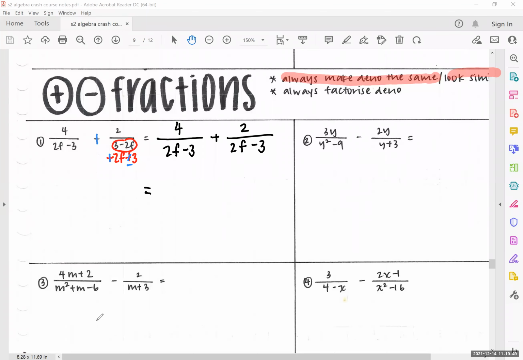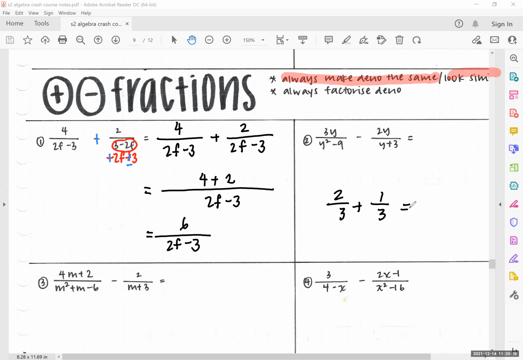So can you see the denominator is now the same? Yes. So usually I just draw one long line and just put the denominator. Then I can just add the numerators up because the denominator is already the same. So at the end of the day, it's just 6 over 2f minus 3. That's all. If it's 2f minus 3 and plus 2f minus 3, shouldn't it be 2f minus 3? So let's go back to primary school. How do you do 2 over 3 plus 1 over 3?